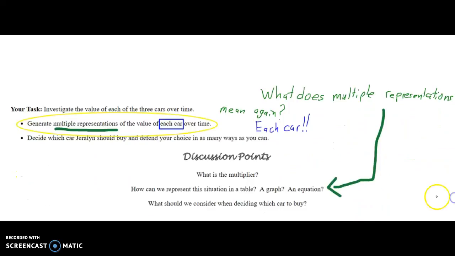But your task with this information is to investigate the value of each of these 3 vehicles over time. So there are 2 bullet points within this task. We want to generate multiple representations of the values of each car over time. So you may want to ask yourselves, what does multiple representations mean again? What are we looking at when we see the words multiple representations? Hopefully you recognize that multiple means more than one. You're not just doing one thing, you're doing multiple things. You're doing 2 or 3 things.